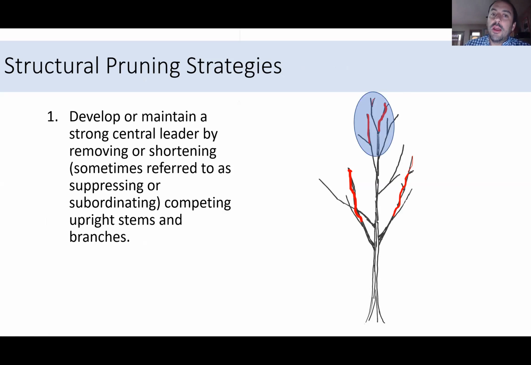So our first priority, the first strategy that we're going to use when we prune, and the most important one, is we're going to want to develop and then maintain a strong central leader by either removing or shortening the competing branches and upright stems. And so that's the stuff in the blue bubble, right? We either remove or shorten competing branches so that the central leader, the one that we pick, will be the dominant one over time.